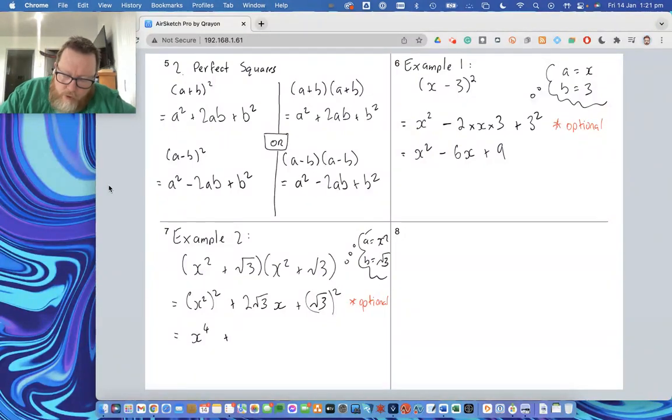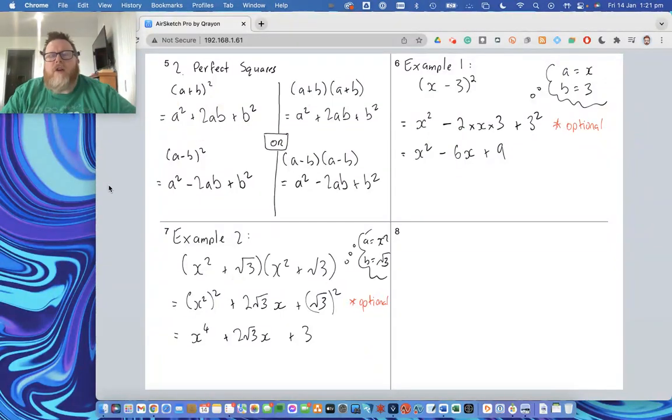In the middle, we've got 2 root 3x, which we'll keep as is. And root 3 all squared, root 3 times root 3, I'm hoping you'd remember that if you square a square root, they're kind of opposite operations, so they undo each other. And so we're just left with a plus 3 on the end there. So a more complex example, but ultimately, it's just following through the rule.